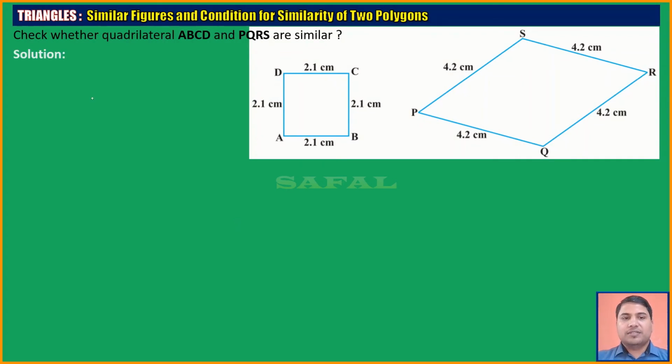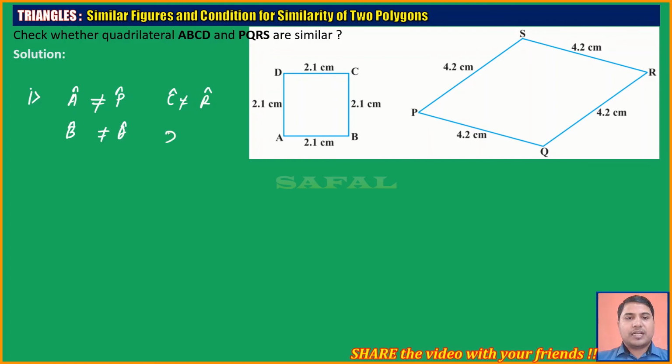So the first condition: if I'm looking at angle A, I can see angle A is 90 degrees, right? It looks like a square and this is a rhombus. So angle A is 90 degrees, and if I see P, that is of course not 90 degrees. So angle A is not equal to angle P. Similarly angle B is not equal to angle Q, angle C is not equal to angle R, and angle D is not equal to angle S.